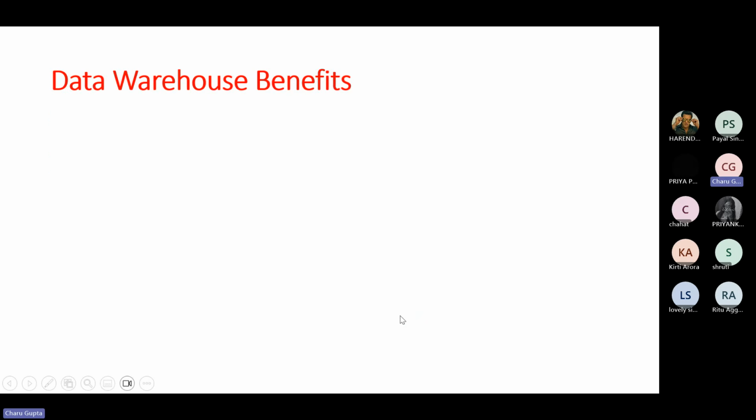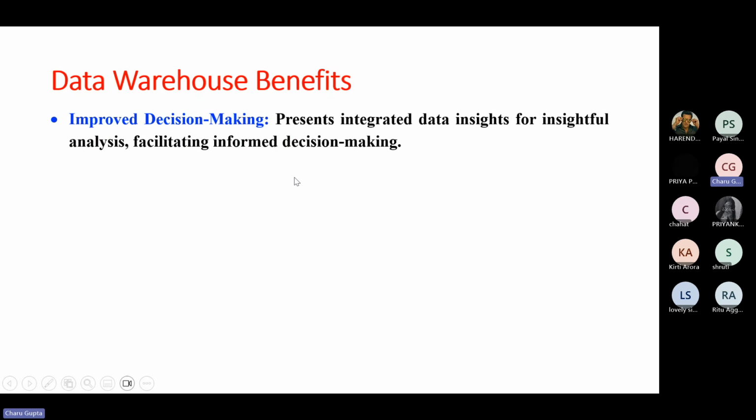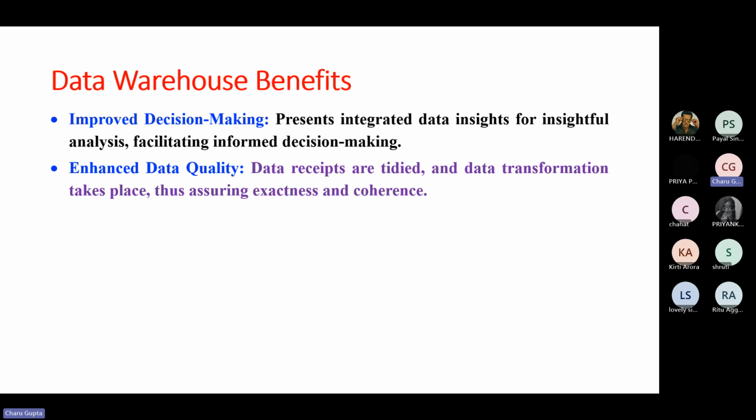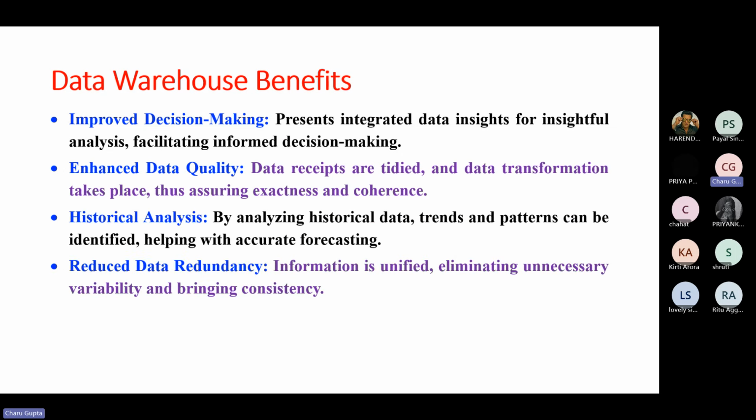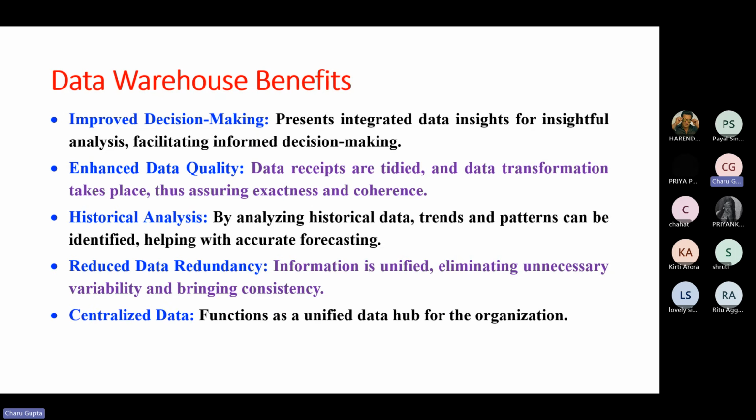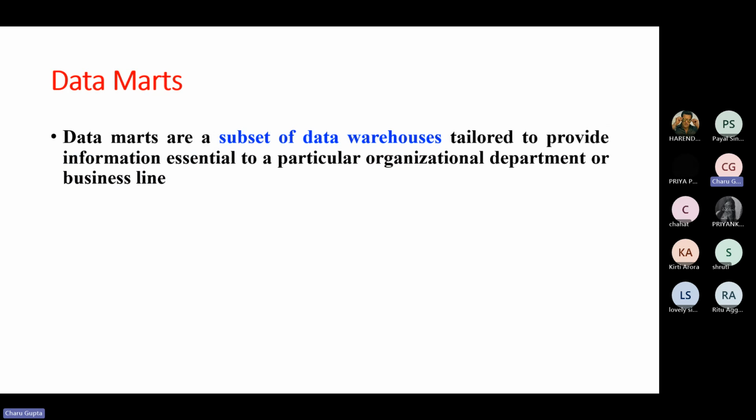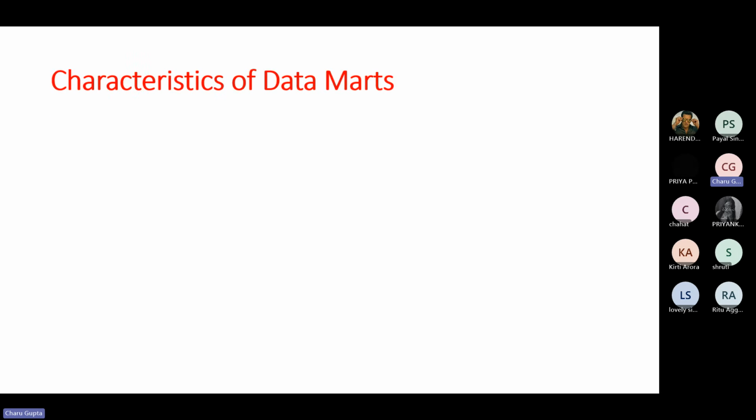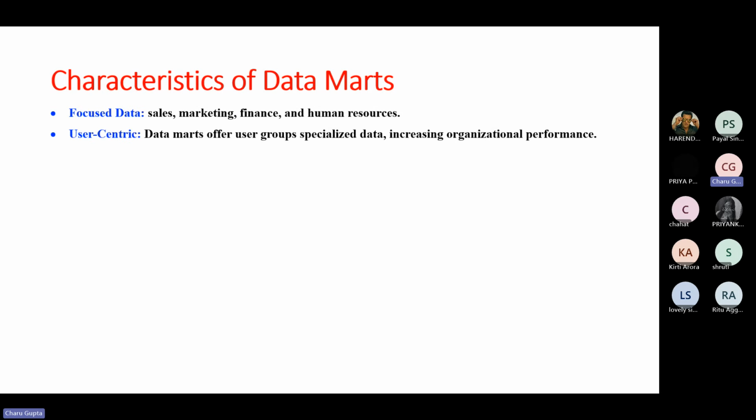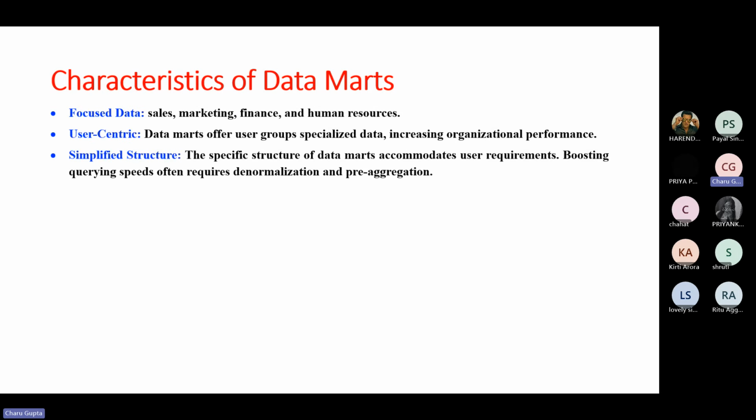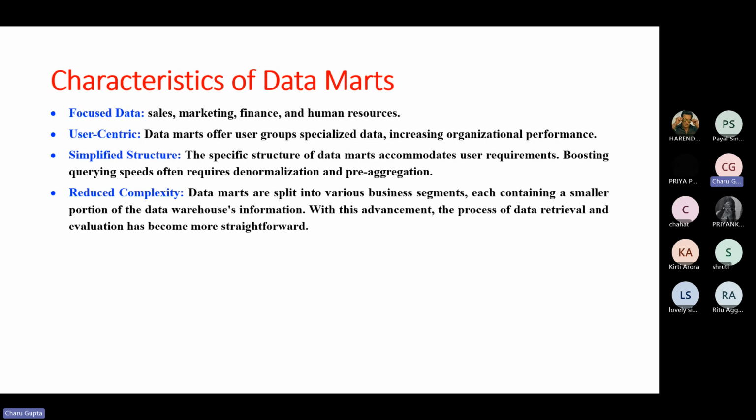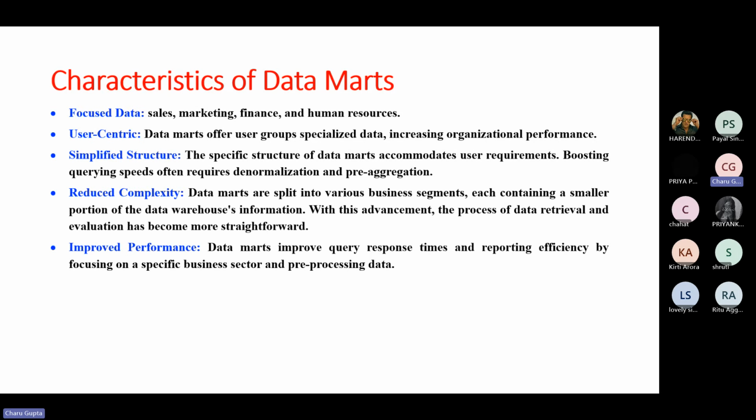Now, what are the different benefits of a particular data warehouse? Improved decision making, enhanced data quality, historical analysis, reduced data redundancy, and centralized data. Next is data marts. Data marts are a subset of data warehouse that provides information to a particular department. The characteristics of data marts are that it has focused data, it is user centric, with simplified structure, reduced complexity and improved performance.